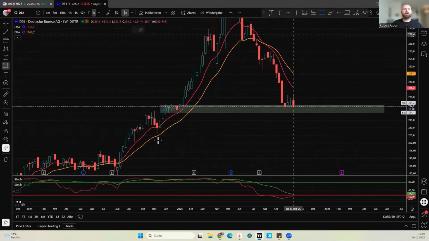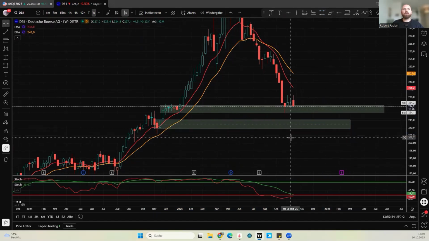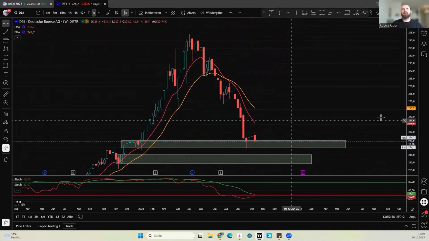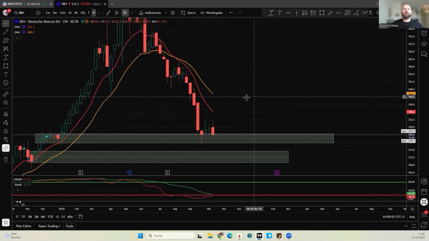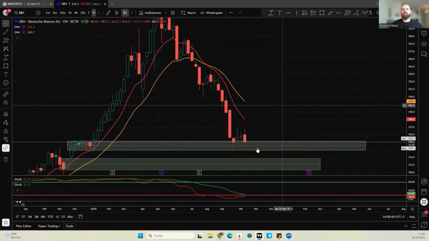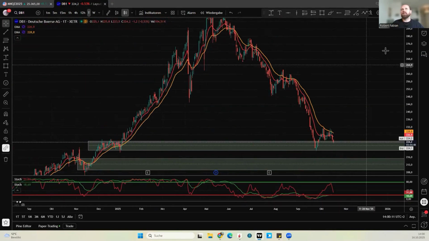The next area could be this one, but I don't think this will be reachable because we have 215 here. I think this is too low. We had a big downtrend the last weeks. That's quite enough. All right, let's jump back to the daily time frame.